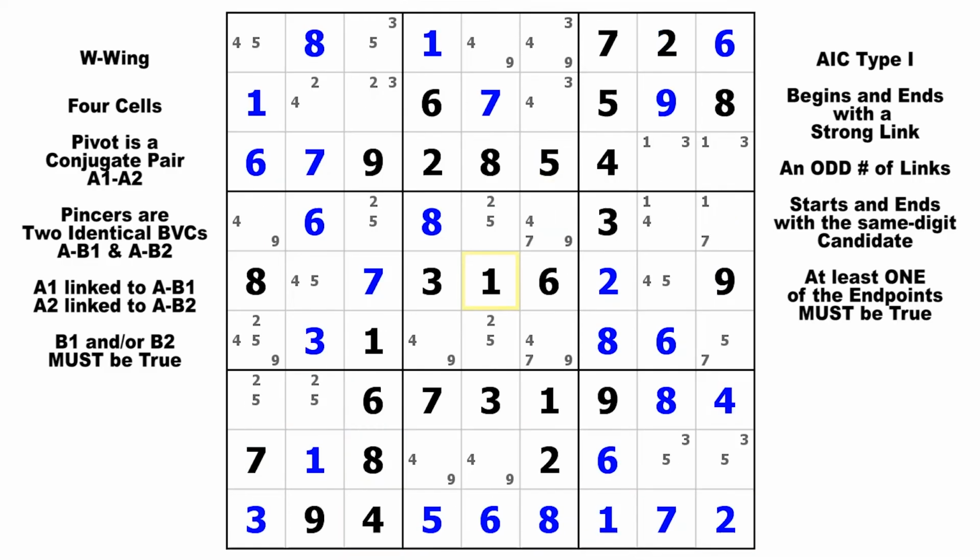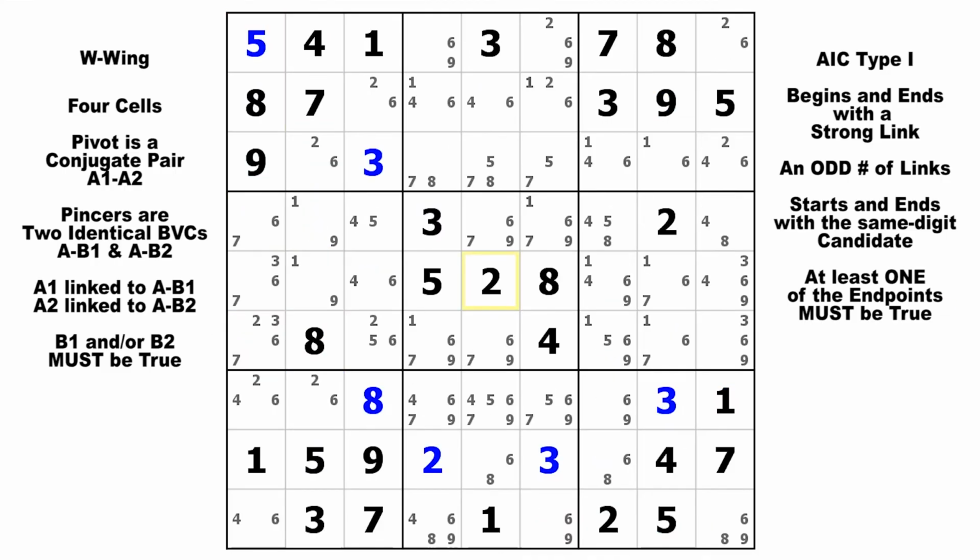All right, here our conjugate pair is on candidate 5 in row 7. That's A1 and A2. The two pincers are 4-5 and 4-5. So that means candidate 4 is our candidate B, and any candidate 4 that can see both of those 4s will be false. And in this puzzle, there's 1, 2, 3 of them. They are all false. All right, let's do one more.